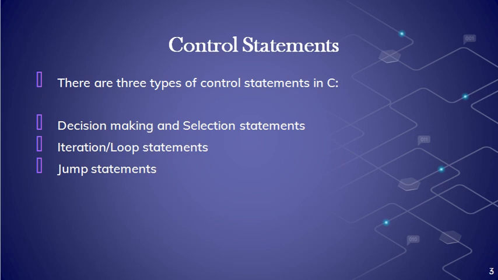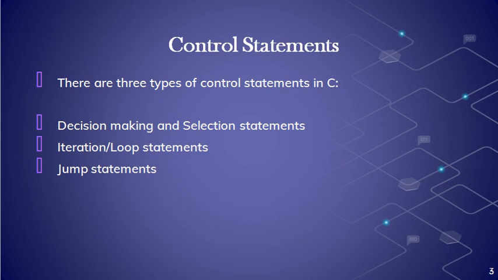Then the next type of control statements is iteration or loop statements. What will be the purpose? Iteration or loop statements are for looping. When the programmer wants to repeat some set of code, we can use loop statements. And the next one is jump statements. As the name implies, when the program flow has to jump to another location, we can use jump statements.